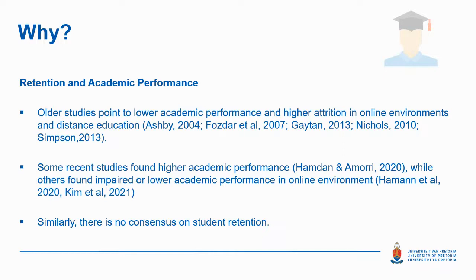If we look in literature, we find that older studies point to lower academic performance and higher attrition in online environments and distance education. When we look at some recent studies, we find that some report high academic performance, while others say that academic performance is impaired or lower in online environments compared to face-to-face. Similarly, there seems to be no consensus on student retention. So I think we need to look at our own situation, reflect a little bit, and see what is happening in our unique situation, or it may well be a situation that applies elsewhere as well.